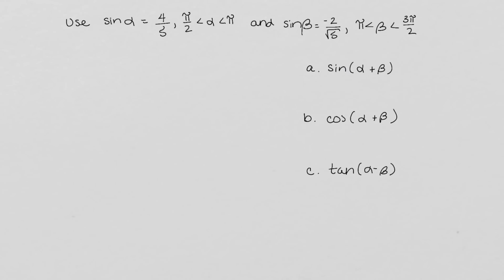All right, guys, for number 8, they are expecting us to use given information, sine of an angle alpha and an angle beta, to find sine of alpha plus beta, cosine of alpha plus beta, and tangent of alpha plus beta. And so in order for us to find all 3 of those things, we have to know sine, cosine, and tangent for these 2 angles, alpha and beta.